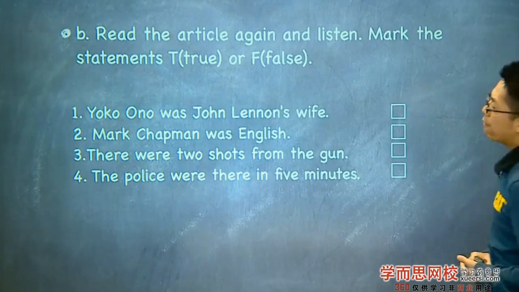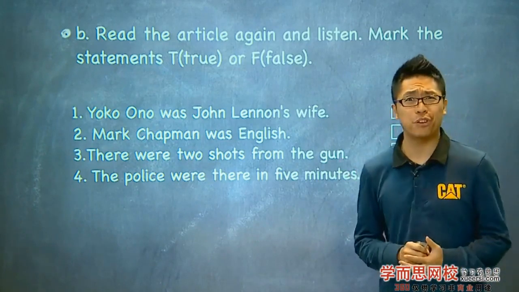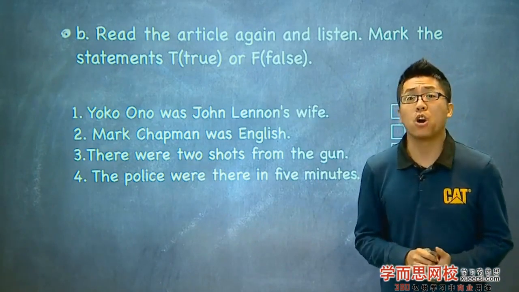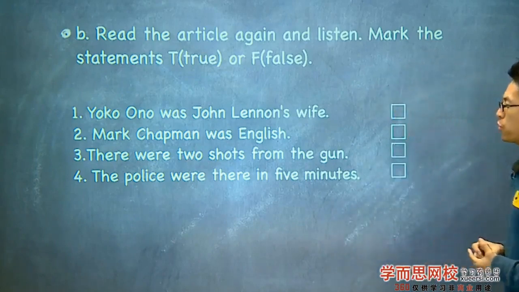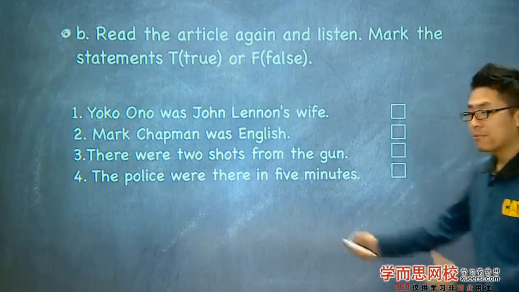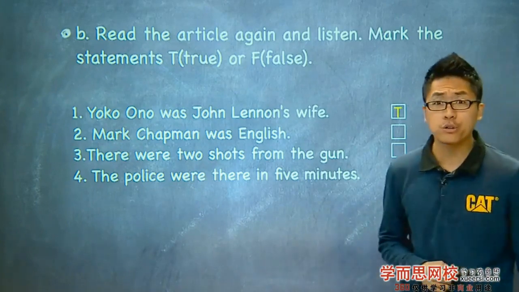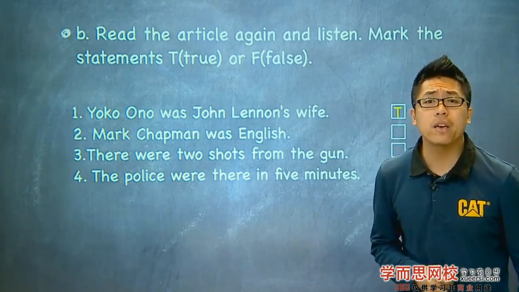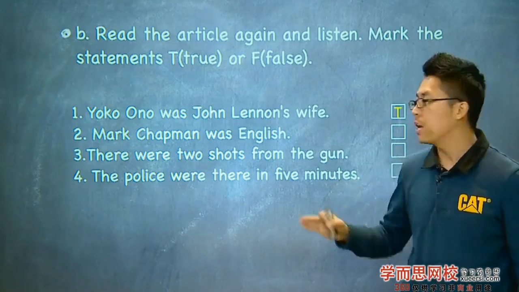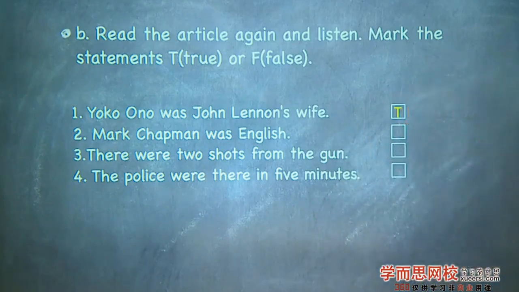So we have listened to the article again, and this time it's easy for you to make the choice here. Number 1, Yoko Ono was John Lennon's wife. Of course, right? So this is T or F? T. Right, of course. Number 2, Mark Chapman was English. You sure? Mark Chapman was English? No. The murder happened in New York. Of course. Mark Chapman was American, right? So here, was English? No, of course not.